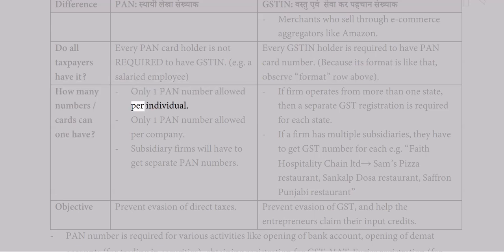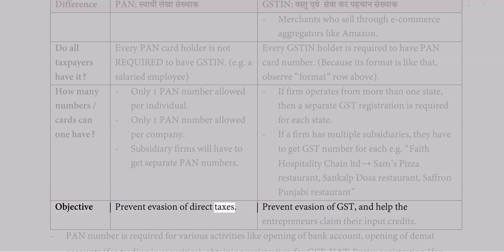Only one PAN number is allowed per individual. Only one PAN number is allowed per company. Subsidiary firms will have to get separate PAN numbers. If a firm operates from more than one state, then a separate GST registration is required for each state. If a firm has multiple subsidiaries, they have to get a GST number for each, for example Faith Hospitality Chain Limited, Sam's Pizza Restaurant, Songkalp Dosa Restaurant, Saffron Punjabi Restaurant.